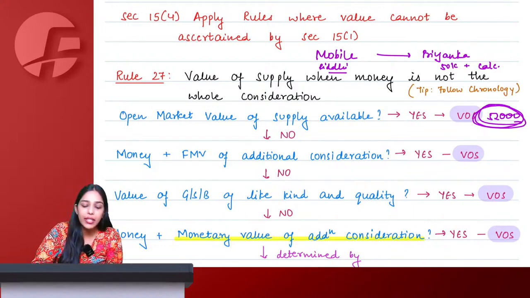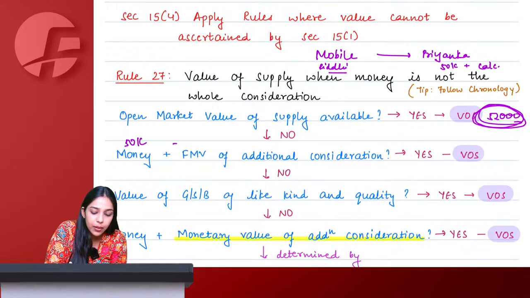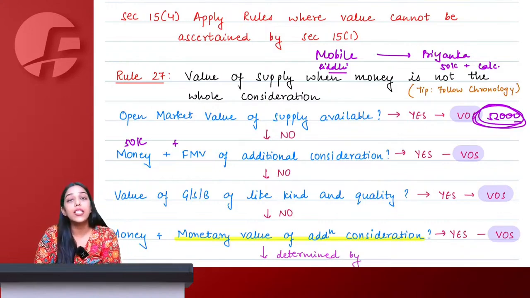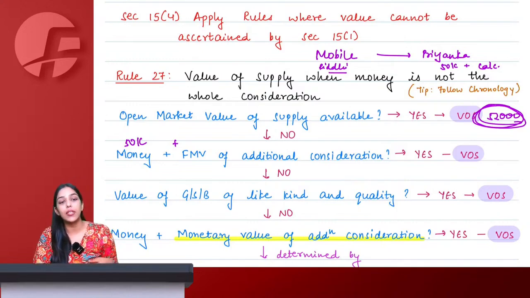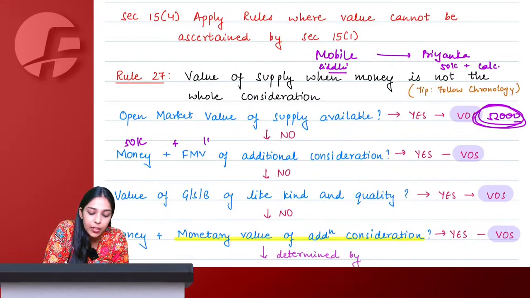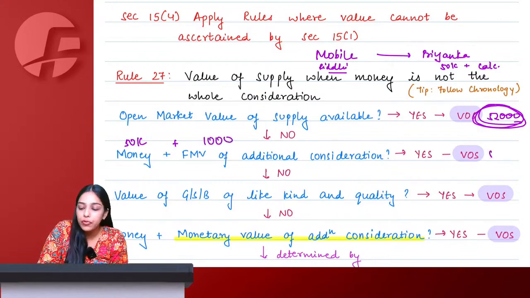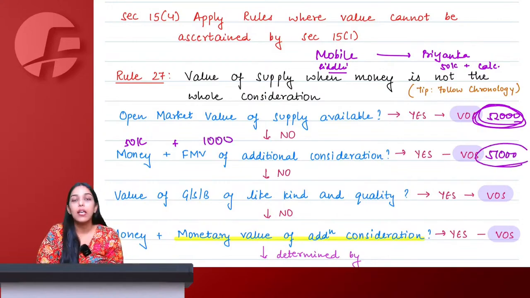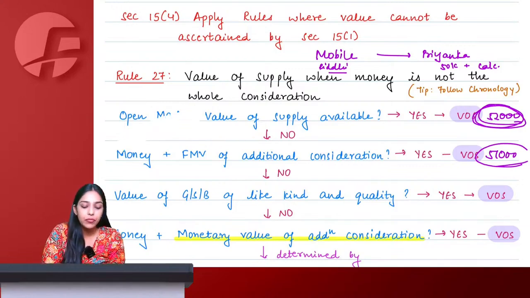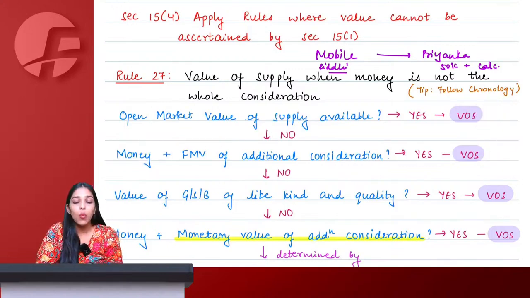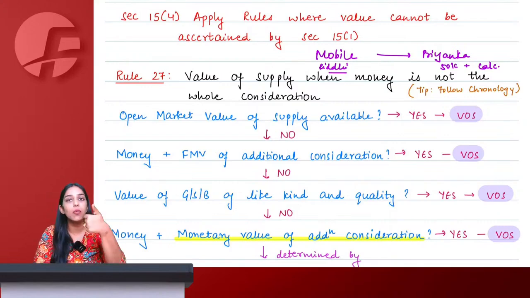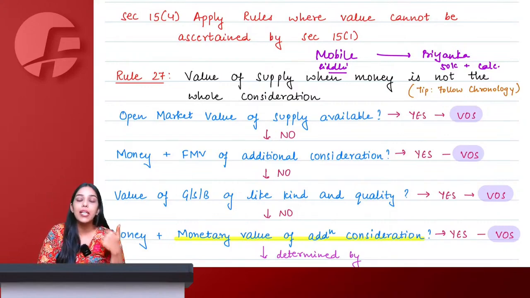Then what money did I receive? I received 50,000 plus what additional consideration? A calculator. When you check the fair market value of the calculator, if I go to the market trying to sell this calculator, ma'am, it can be sold for 1,000 rupees. Then 51,000 becomes my value of supply. So step number 1 says that whatever supply you have made, that is the mobile, is open market value available? Yes. Then you take that only.